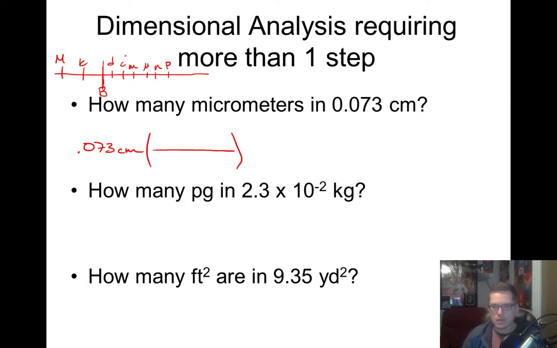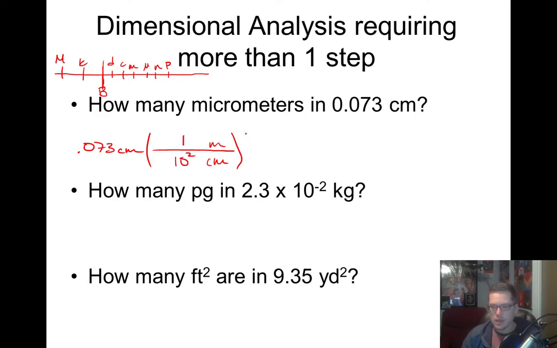For our first step, we're going to convert to the base unit. We're starting with centimeters, converting to our base unit, and then from our base, going to micrometers. We put centimeters in the bottom, because that's where we're coming from, and we need it to cancel. Put meters in the top. Meters are bigger than centimeters, and this would be 10 squared.